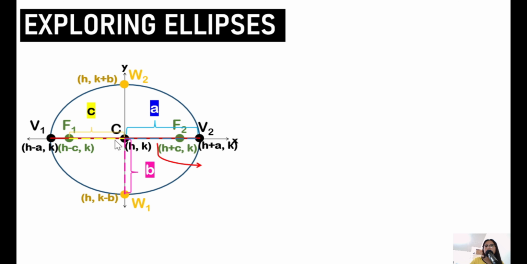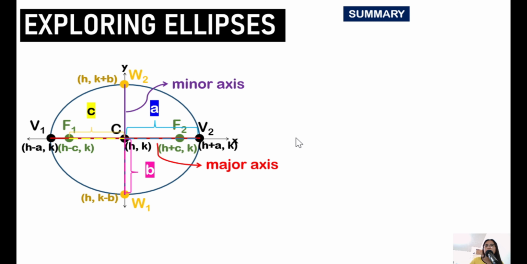The line segment V1V2 is what we call our major axis. The line segment W1W2 is our minor axis. Let's have a summary. The orientation of our ellipse is horizontal. Why do we say horizontal? Because the major axis lies along the x-axis, or is parallel to the x-axis.